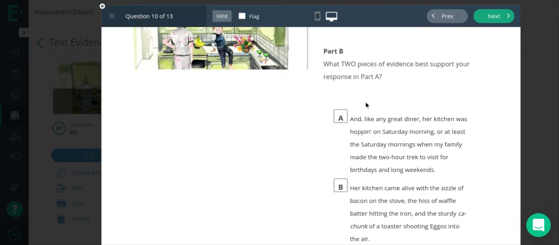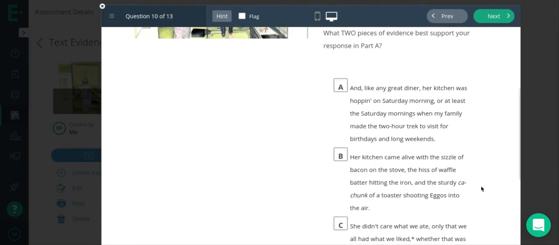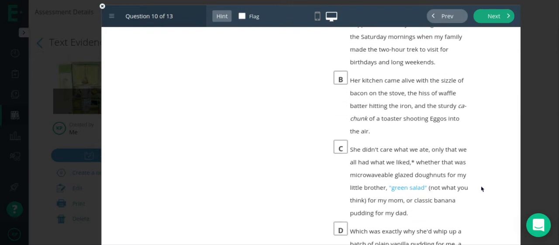All right. A: "And like any great diner, the kitchen was hopping on Saturday morning, or at least the Saturday mornings when my family made the two-hour trek to visit for birthdays and long weekends." Okay. Well, I don't think this really shows what her goal is in cooking. It just shows that her kitchen was busy. So I don't think that's a good piece of text evidence. Let's go on. "Her kitchen came alive with the sizzle of bacon on the stove, the hiss of waffle batter hitting the iron, and the sturdy chunk of a toaster shooting Eggos into the air." Okay, again, I don't think this really shows a goal in what she was trying to accomplish while cooking.